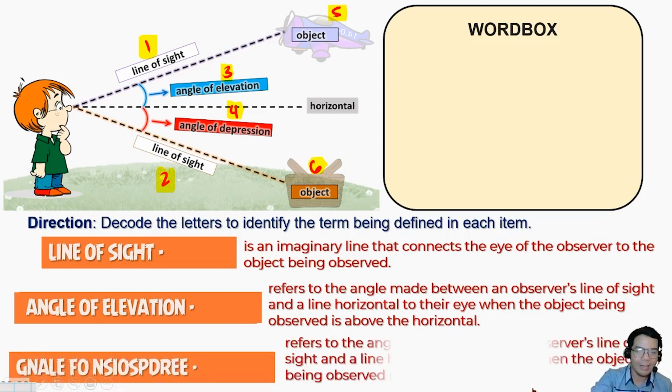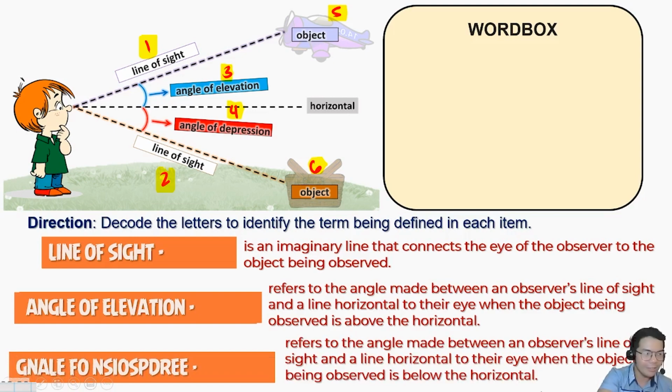And lastly, let's have these jumbled letters. It refers to the angle made between the observer's line of sight and a line horizontal to their eye when the object is being observed below the horizontal. Angle of depression, sir. Very good. So it's going to be angle of depression. I think it wasn't arranged. Oh, it's working after all. Angle of depression. Got it?